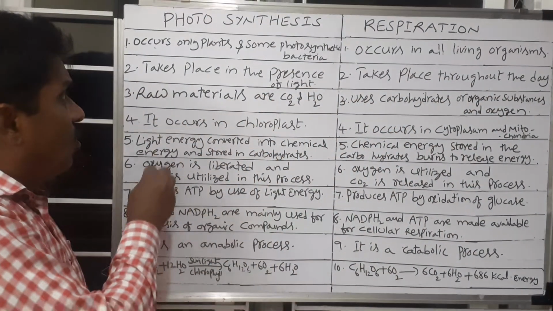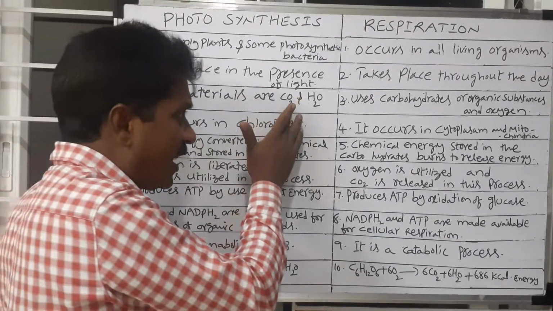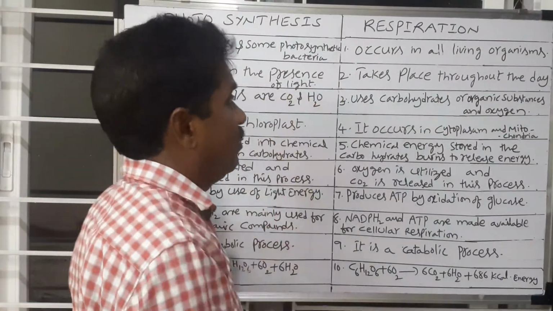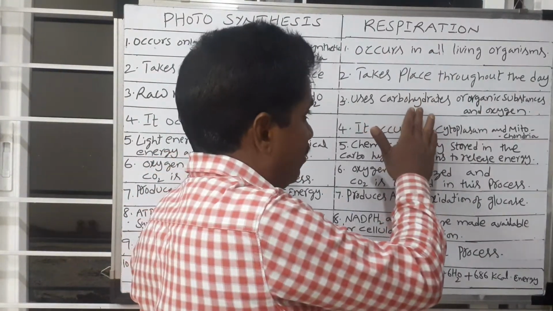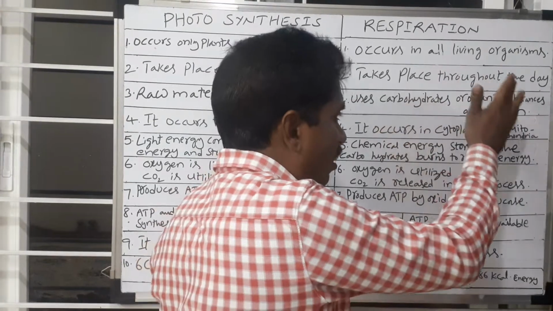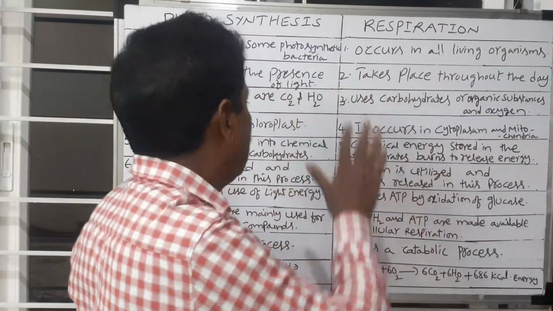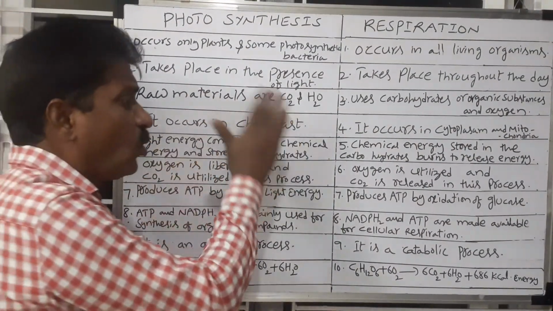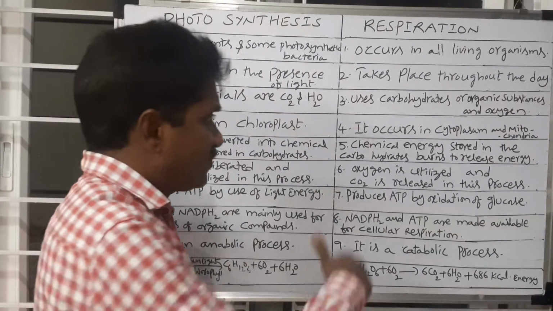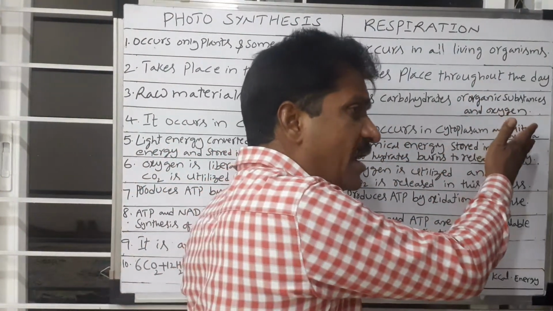Raw materials required for the photosynthesis process are carbon dioxide and water. Raw materials required for the respiration process are carbohydrates or organic substances and oxygen. Photosynthesis occurs in the chloroplast. Respiration occurs in the cytoplasm and mitochondria of the cell.